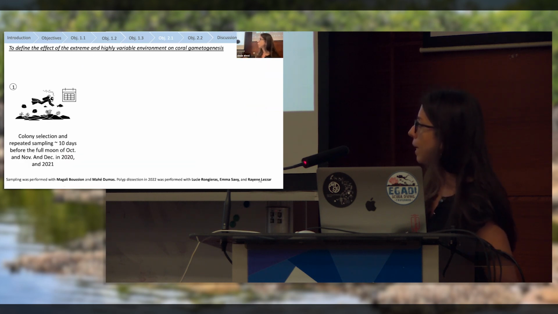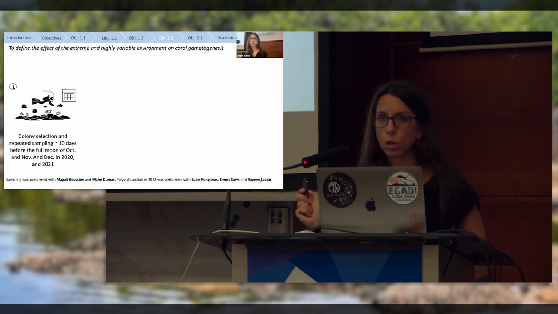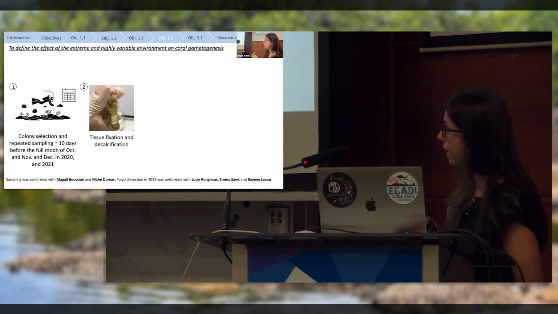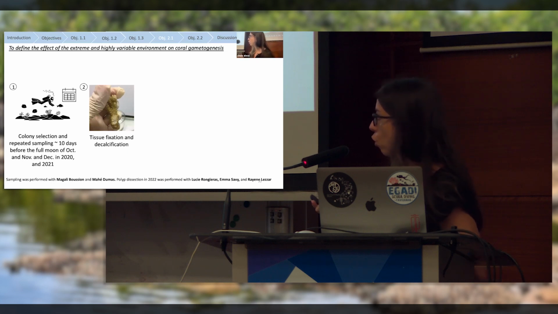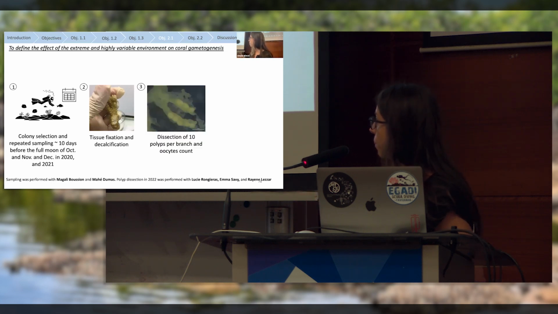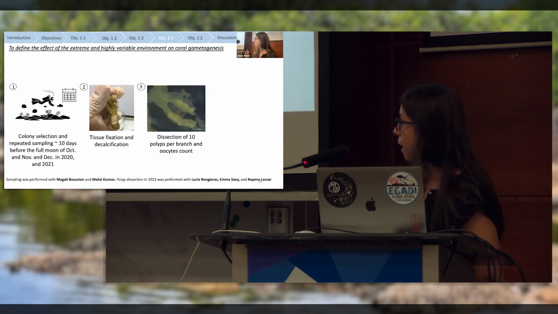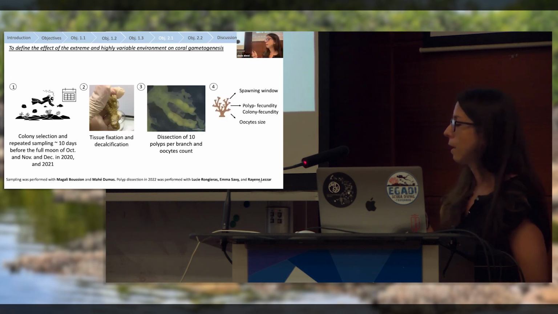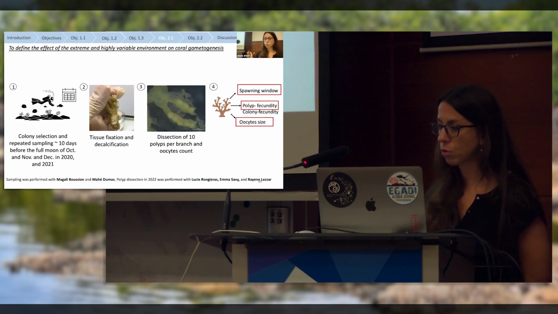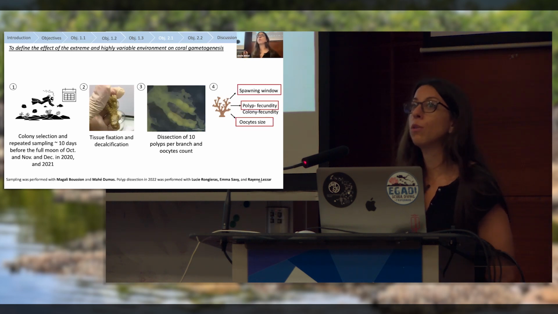So I tagged my colonies and I sampled them approximately 10 days before the full moon of October, November and December in 2020 and 2021. Then I collected 2 branches for each colony and I decalcified them. Then I dissected 10 polyps for each branch, and I counted the number of oocytes and defined different metrics of fecundity. But today I am just going to present a few results.